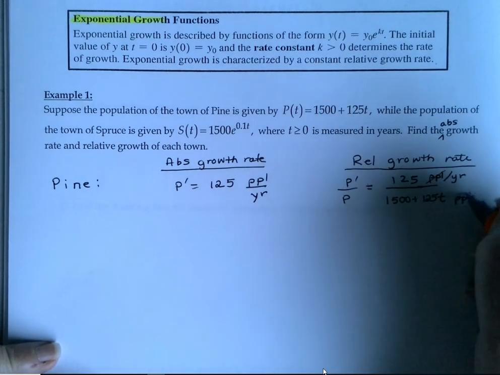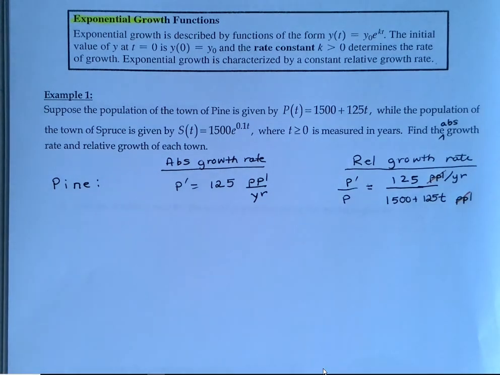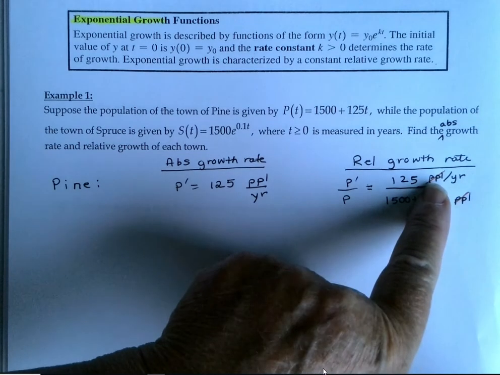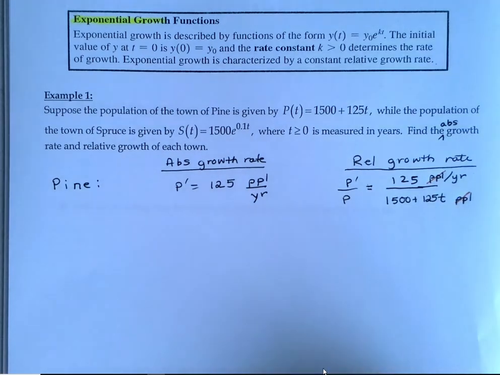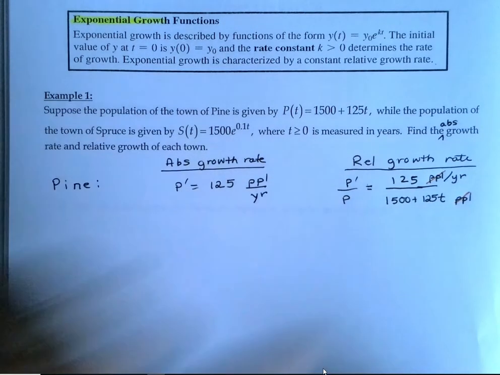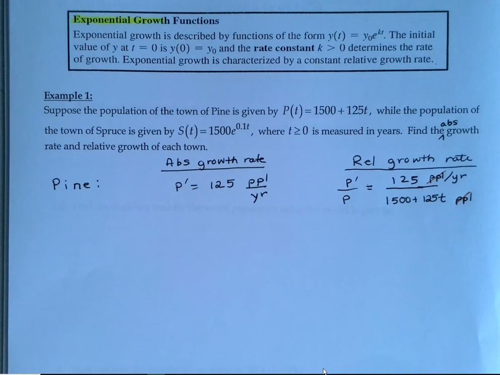So the people divide out. And I know it's going to sound a little strange, but the units on the relative growth rate are just per year. There's no units left on the top, right? The people have already canceled out. So literally it's this value per year. And that's characteristic of relative growth rates. Their units are just going to be per whatever time unit we have.